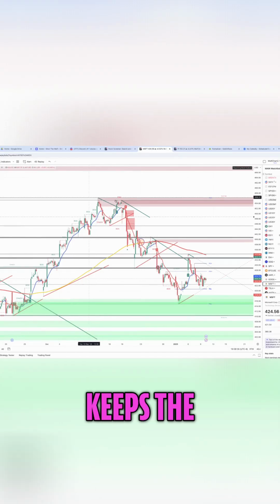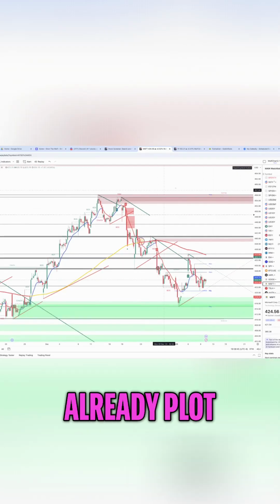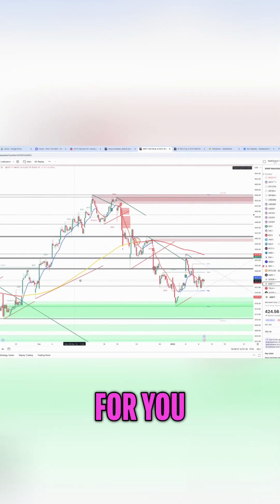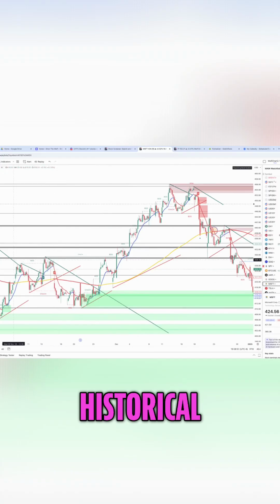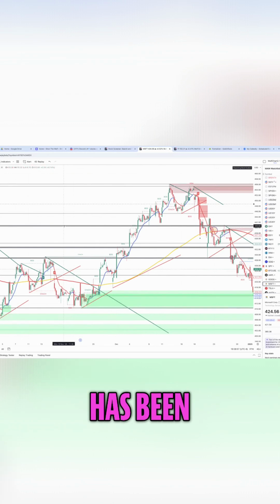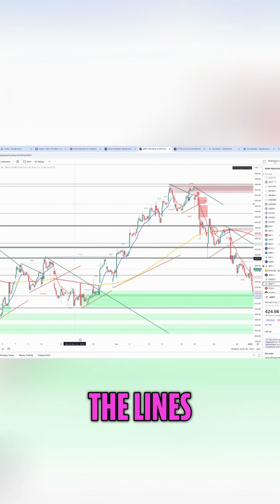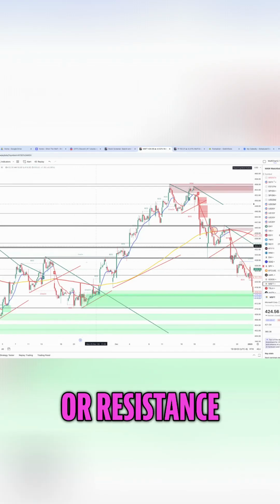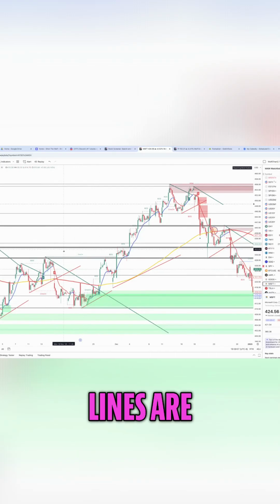And then it also keeps the chart up to date for you. So if a stock goes to all time highs, before you close your chart out, it's going to already plot out the new levels for you. And not only that, since it's basing it off of historical price action, the thicker these lines are, the more times that this line has been touched or acted as support or resistance. So the thicker the lines, the heavier the support or resistance. So you can visually see where the heavy support and resistance lines are.